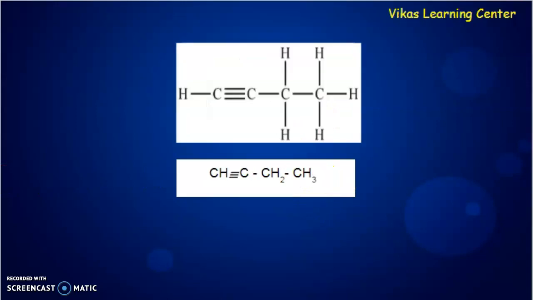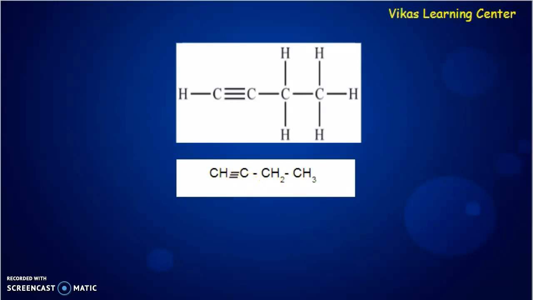Comparatively, the same applies in the case of an alkyne as well. The first carbon atom is covalently linked with one hydrogen atom, that is CH, and it forms a triple covalent bond with the second carbon atom, that is CH triple bond C. Then comes CH2, then CH3. Hence the formula is CH triple bond C, single bond CH2, single bond CH3. This is how the condensed or short form of a structural formula is written, by ignoring the single covalent bonds between the carbon and hydrogen atoms, but specifically mentioning the type of bonds between the carbon atoms.